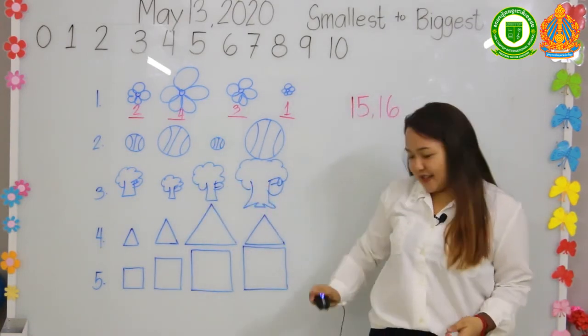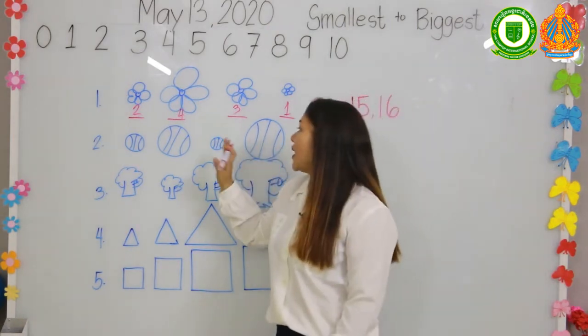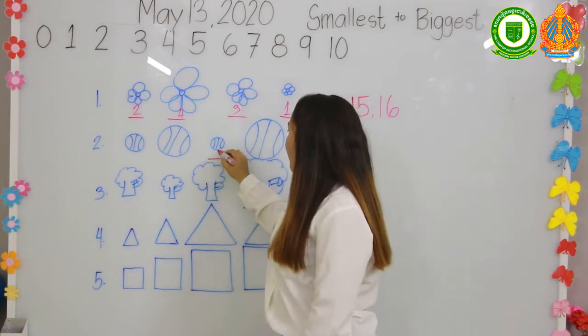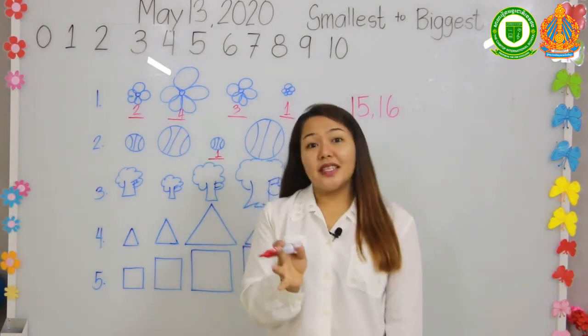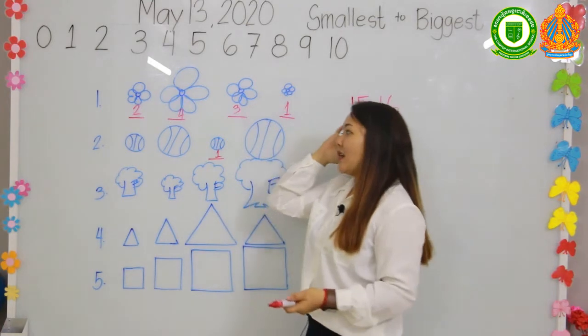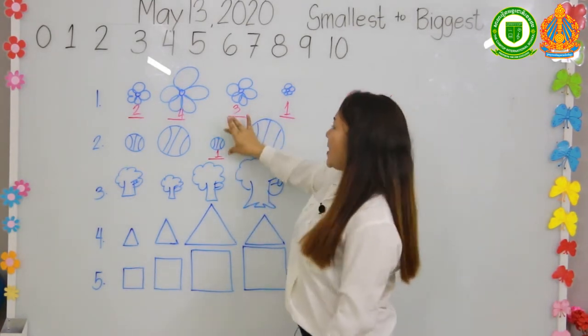Which one is the smallest? Okay. The smallest is the 3rd picture, so we're going to write number 1. Okay, so that's your smallest picture among the 4 balls. So let's have the next picture. So this is the smallest.